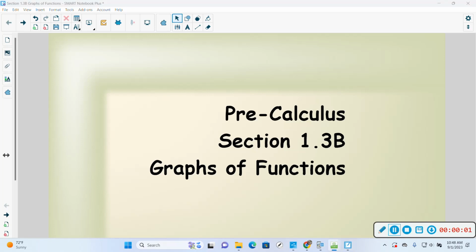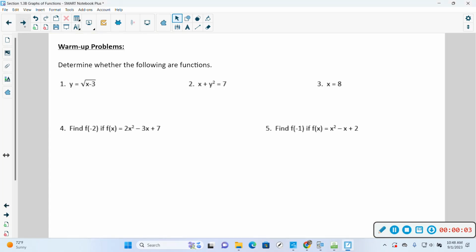Okay, so let's kick it off here, of course, with just some review problems, some warm-up problems. Determine whether the following are functions. Now, two ways to do it, remember. You can look at the equation and mentally test it, meaning ask yourself, if I put one number in for x, do I get exactly one answer out? Or graph it on your calculator and see if it passes what test? Vertical line test. I don't care how you do it.